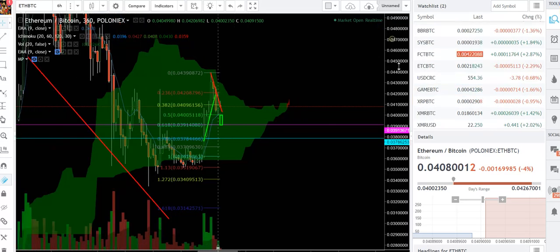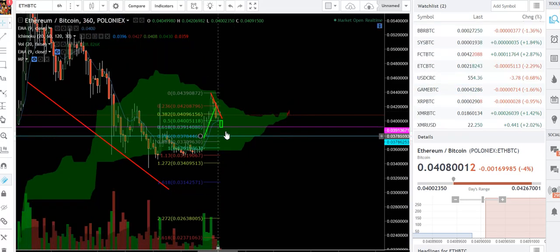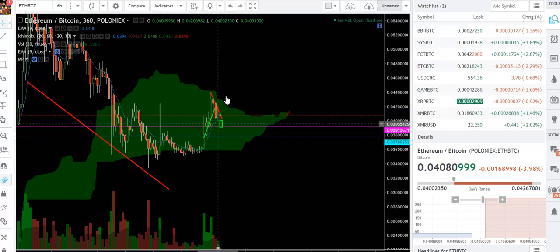Just to point out here, also, when we look at the 6 hour here on Ethereum, let me get rid of our little drawing tools here. We can see that this thing has just done a small little wave trying to get itself out of here.